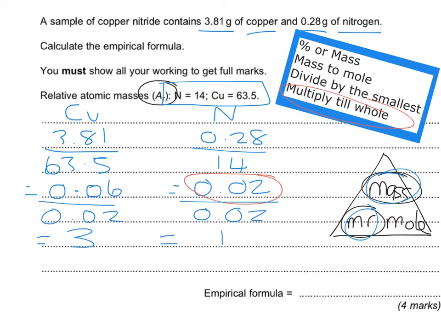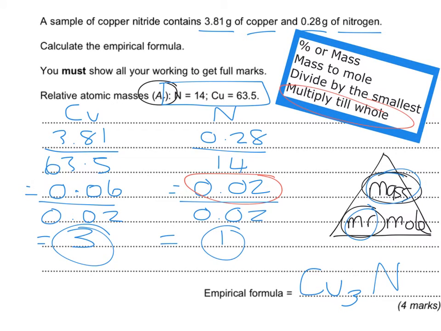So this will come out as copper, Cu, and we can see our simplest whole number ratio is 3, nitrogen, and it will be 1, but we never write a 1 next to that number because we assume if the element is there, we don't need to put that number.